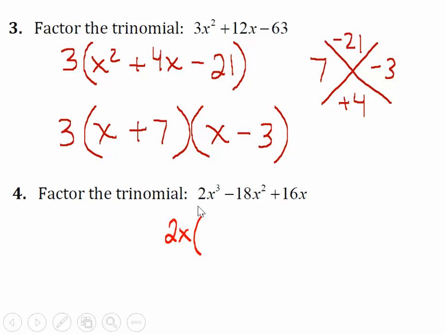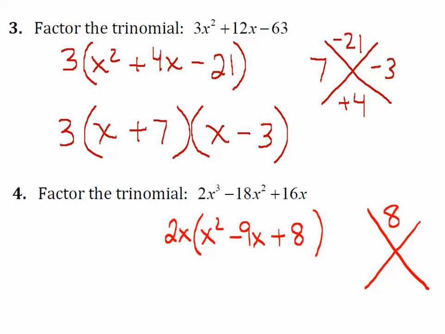All right, let's see, a 2 is here already. X, I need to go to x cubed, so I need an x squared. I need a minus 9 to give me negative 18, and an x plus 8, right? Yeah, 8. Cool there. Perfect, yep. Positive 8 and a negative 9.